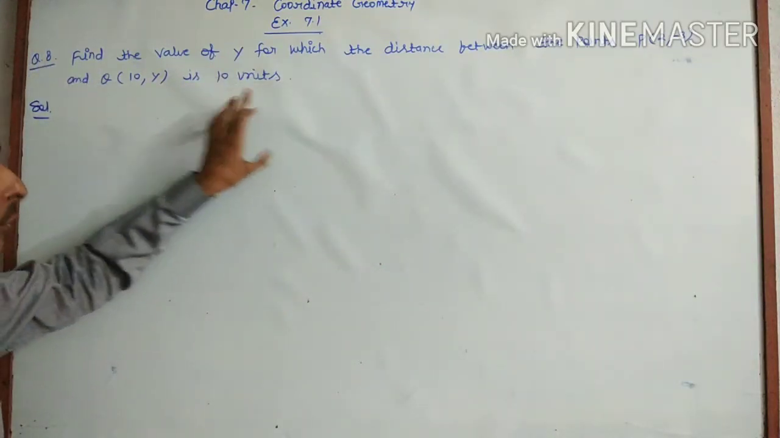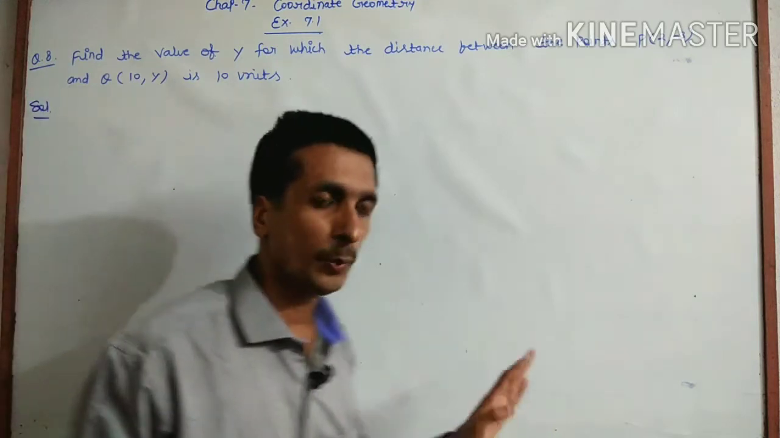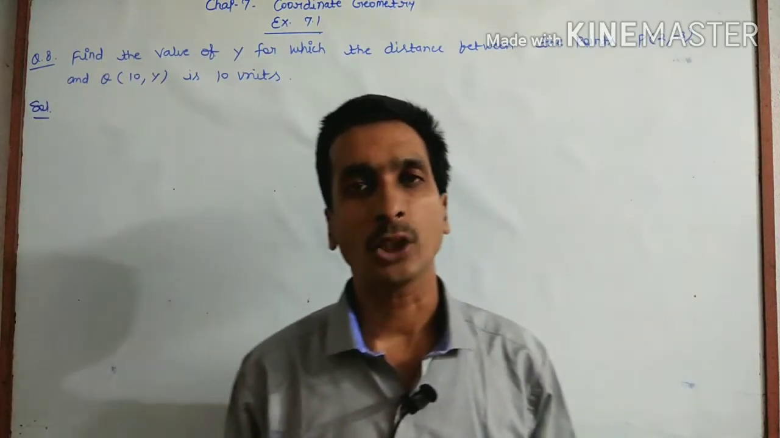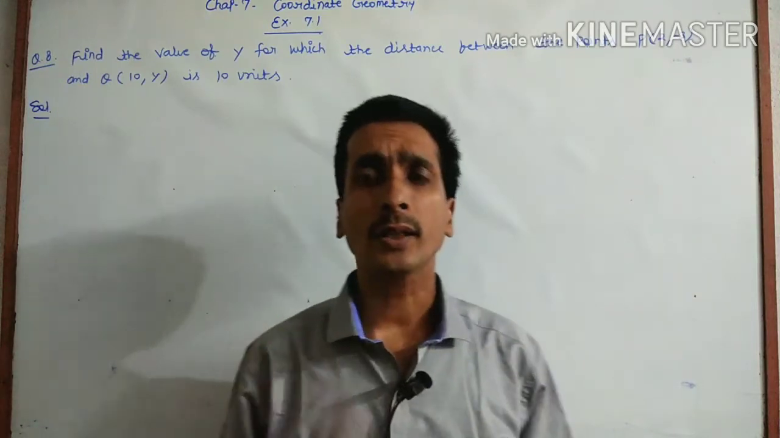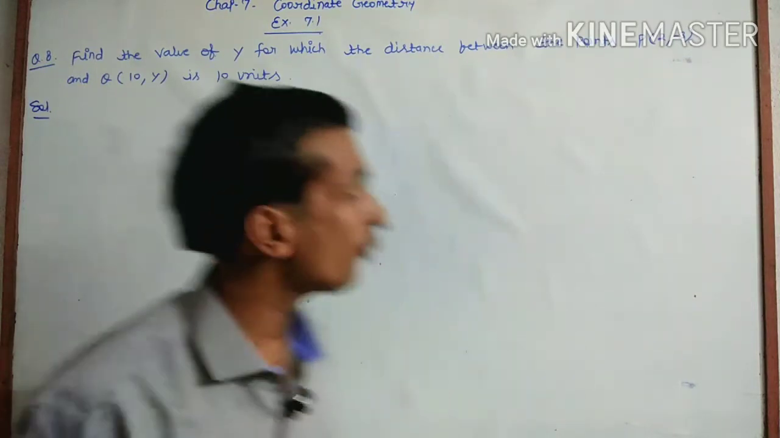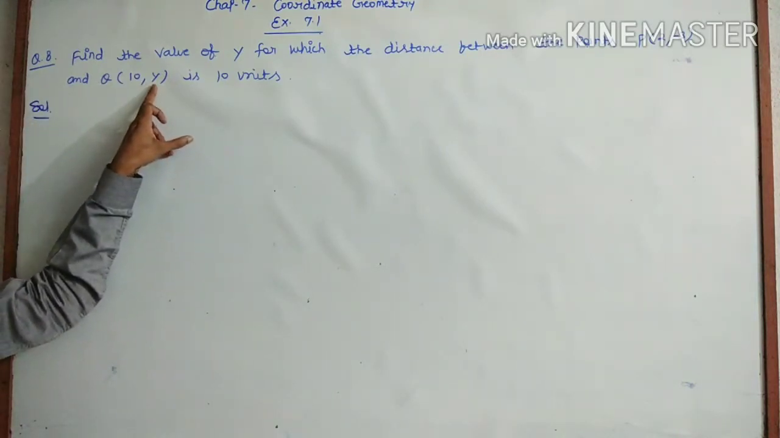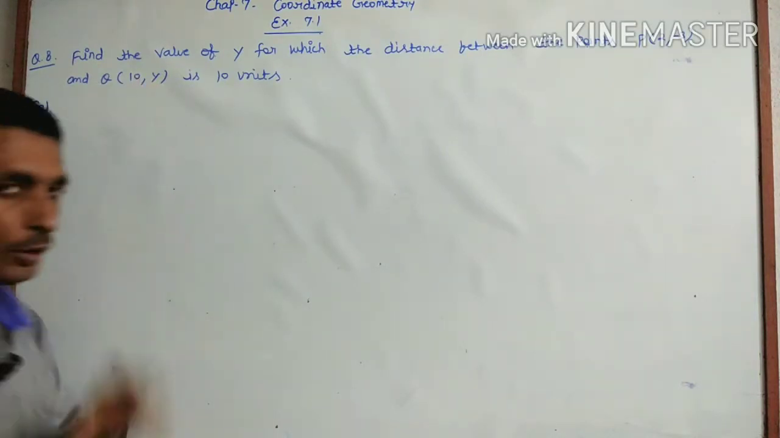Find the value of y for which the distance between the points P(2, -3) and Q(10, y) is 10 units. In this question, what is given? The coordinates of P and Q are given and distance equal to 10 units. What do we have to find? The value of y, means the y2 value. How to solve? Look at this one.